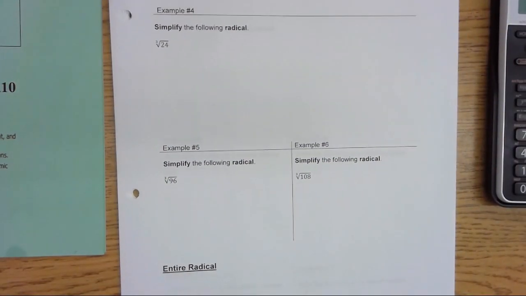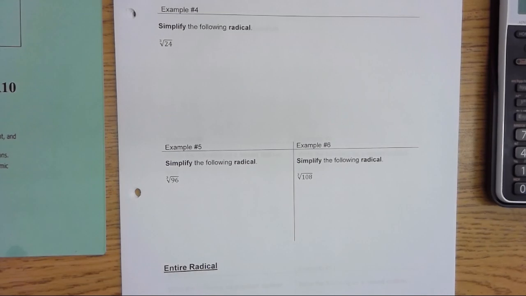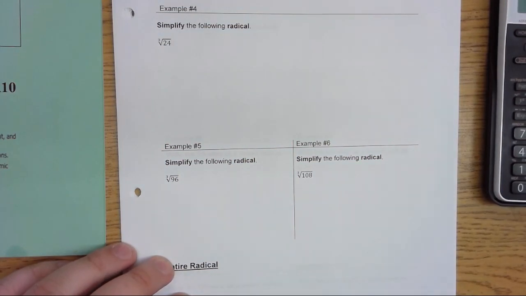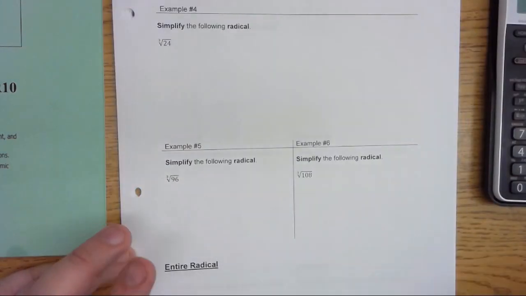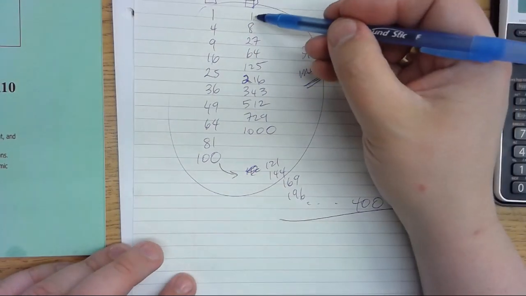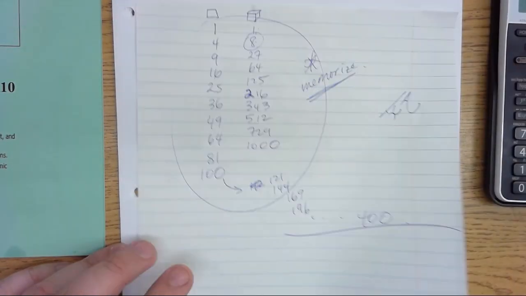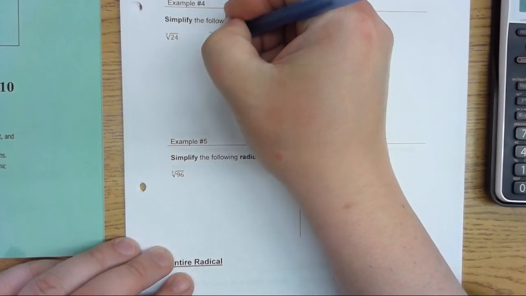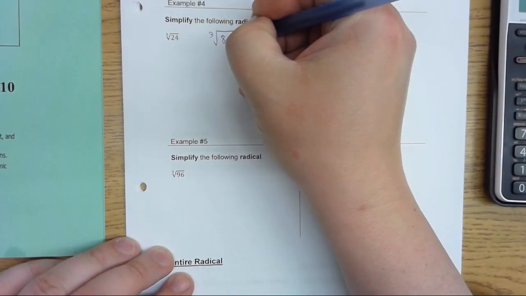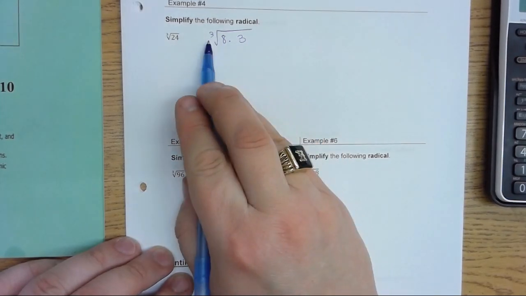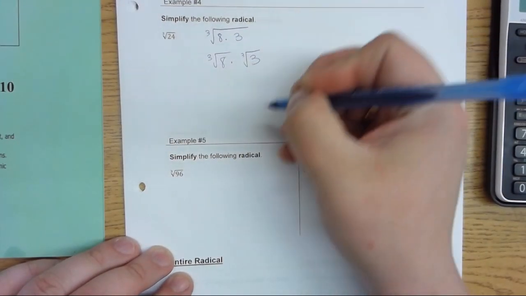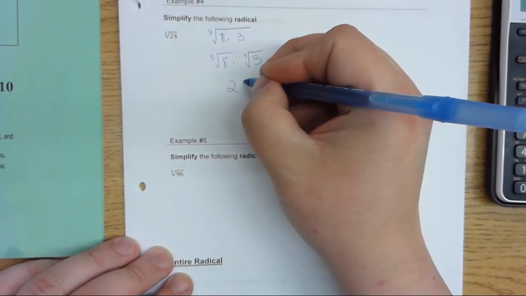Moving right along. Let's simplify one that's a little bit more difficult. What's the biggest perfect cube in 24? Okay, maybe you might have to go back to your list here. I'm going to put that list up. There it is. 1, 8. 8 is in 24. So this is the cube root of 8 times 3. Now 3 is not a perfect cube, but 8 is. So that's the cube root of 8 times the cube root of 3. So this is 2 cube root 3.